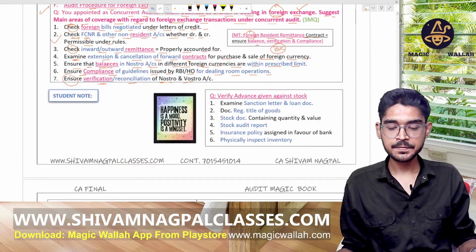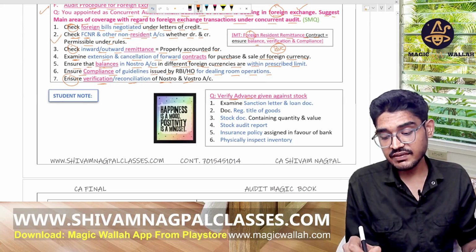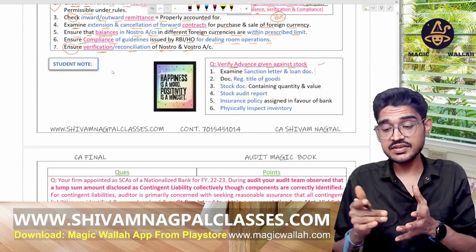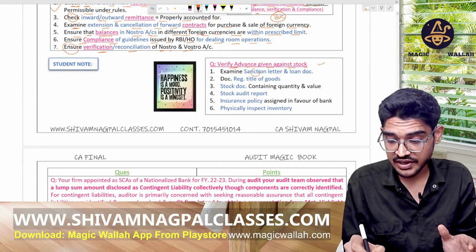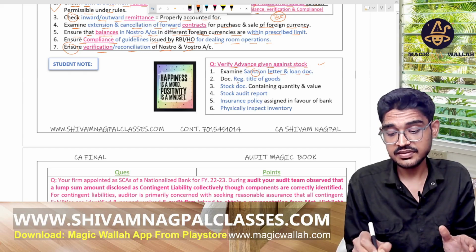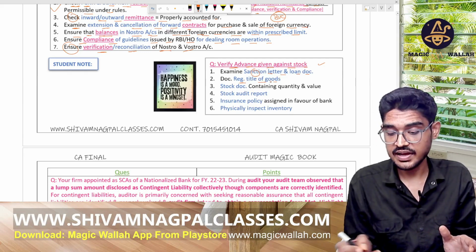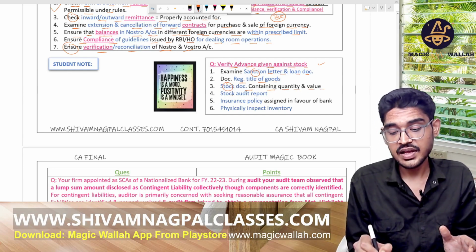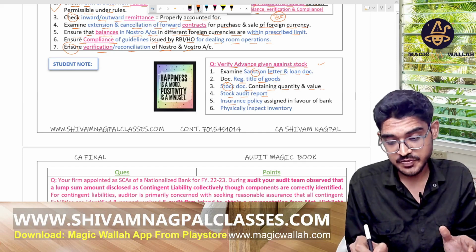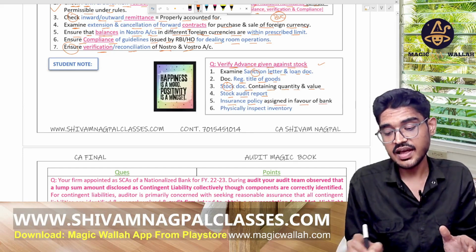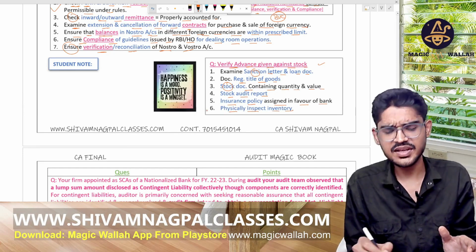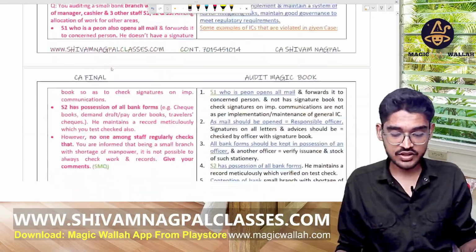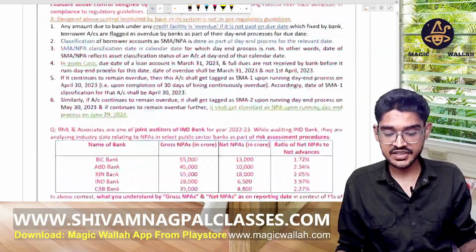Important: how to verify the advances given against stock? This can be asked in the exam. Examine the sanction letter, loan document, whether the title of the goods is proper or not, the stock document containing quantity and value, stock audit report, insurance policy, assignment in favour of the bank, and physically inspect the inventory also. These are basic points you can write in your own notes also. Now let's cover the question-answer part and end this chapter.